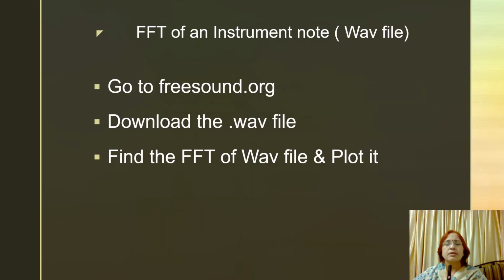Thank you. Next is how to find out the FFT of an instrumental note. A lot of wave files are available on the internet. You can download those files and you can find out the FFT using Python. So the first step is to go to the freesound.org website, register there and then access the different wave files. Download the wave file and then find the FFT of the wave file and plot it using Python.